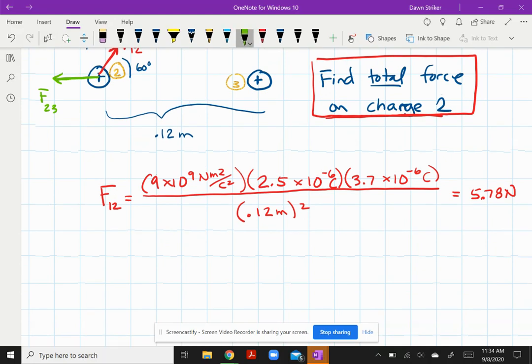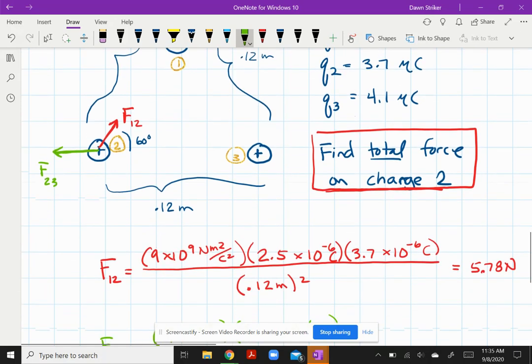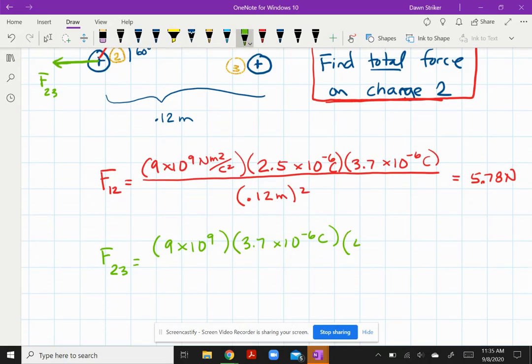And now I need the force between 2 and 3. All right, so again, the same K value, 9 times 10 to the 9. I'm going to be sloppy and not write down my units. So charge 2 is 3.7 times 10 to the negative 6 coulombs. And charge 3 is 4.1 times 10 to the negative 6 coulombs. And divide again by the distance between those two charges, 0.12 meters squared. And so let's just do that calculation.